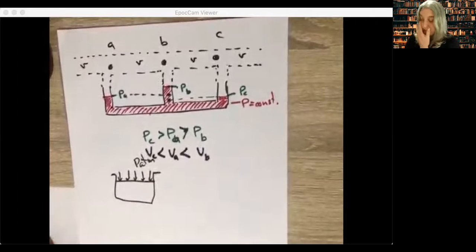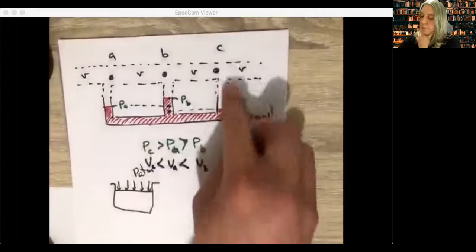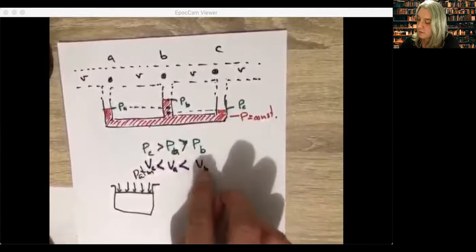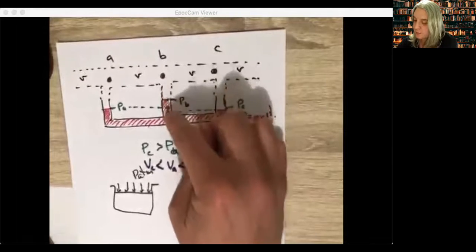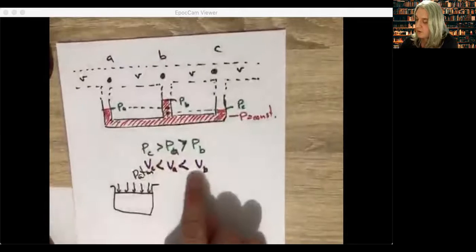We've got the slowest velocity at C, which results in the highest pressure and therefore pushes the most down on the fluid. We have the greatest velocity at B, which results in the lowest pressure and therefore can't push the liquid down as far as the other two. So that's what we must have in terms of the velocity.